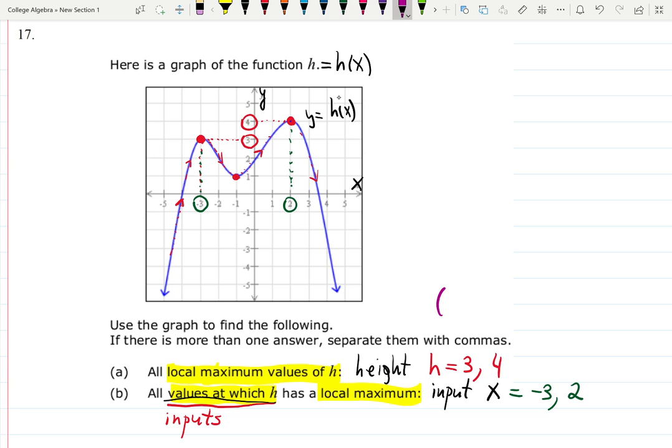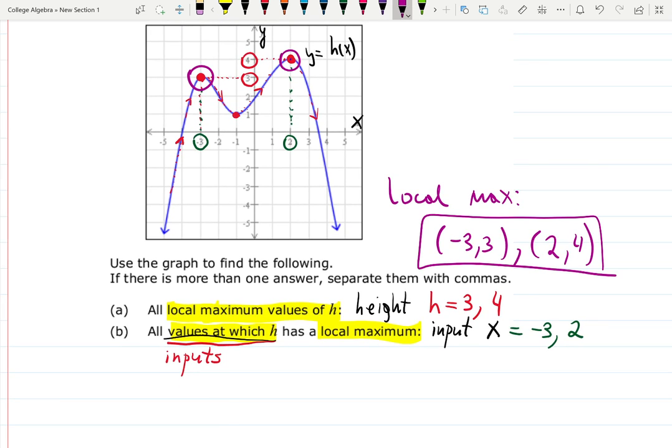So basically those are two couples of points. The first local maximum is located at -3 and 3. That's the first hill over here. And the second hill is located at 2 and 4. That's the second hill over here. Not too bad.